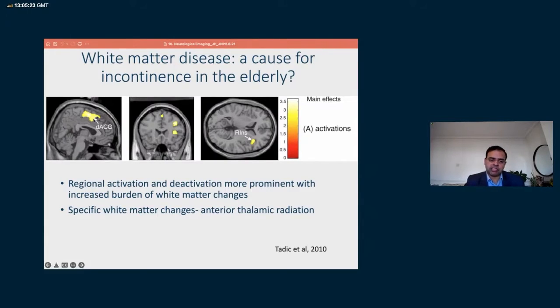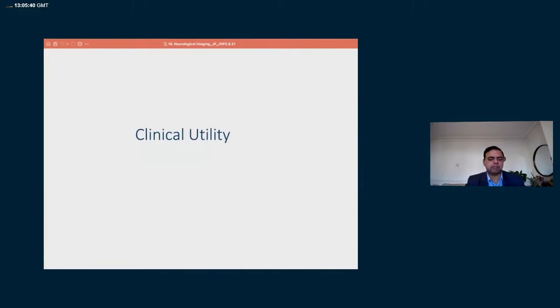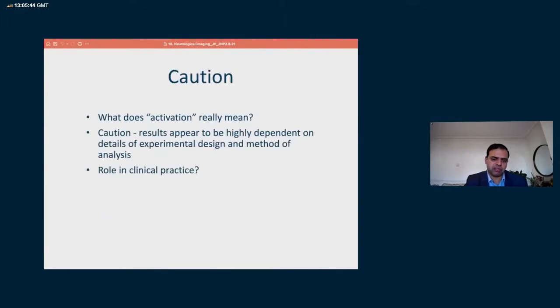And they found a correlation between these and specific white matter changes in the anterior thalamic radiation. So CNS imaging has therefore helped to understand the pathophysiological basis of bladder dysfunction in specific neurological disorders. Now we move on into the clinical utility, which is the third part of this presentation.